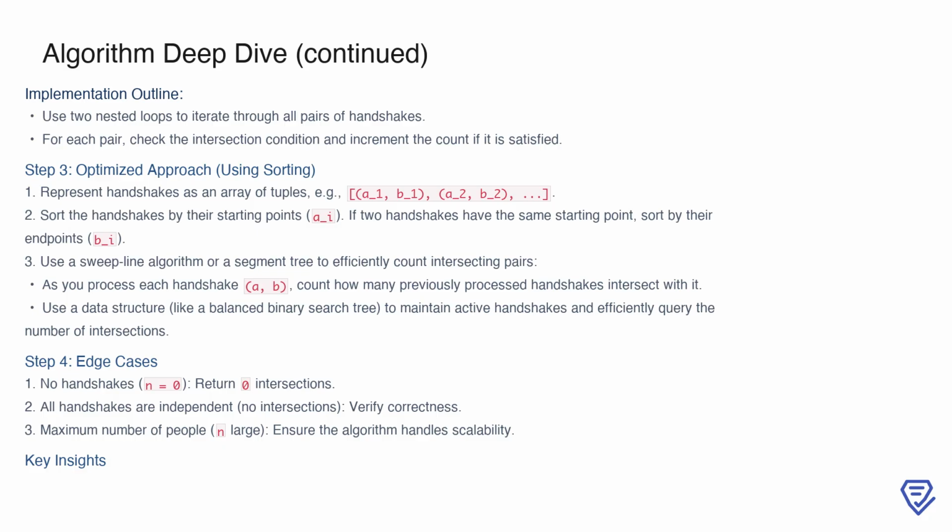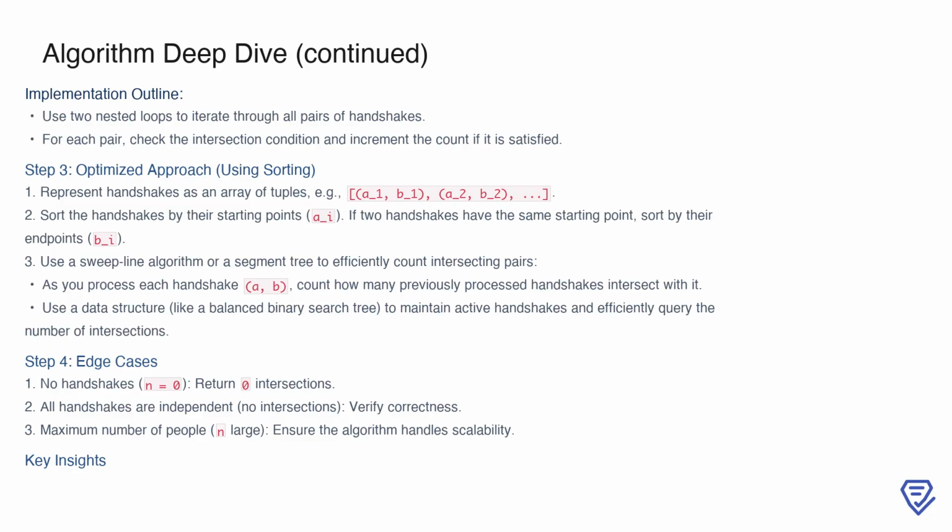The brute force method can be implemented using two nested loops to iterate through all pairs of handshakes. For each pair, the intersection condition is evaluated, and a counter is incremented whenever an intersection is found. However, to improve efficiency, we can transition to an optimized approach. By representing all handshakes as an array of tuples like (A_1, B_1), (A_2, B_2), we can sort these tuples by their starting points, A_i, and use a secondary sort on their endpoints, B_i, for ties. This allows us to process the handshakes in a systematic order.